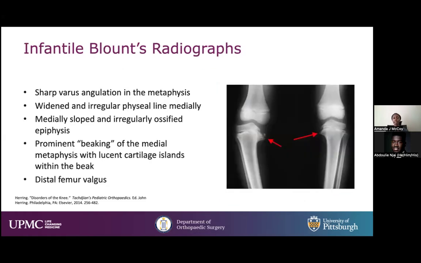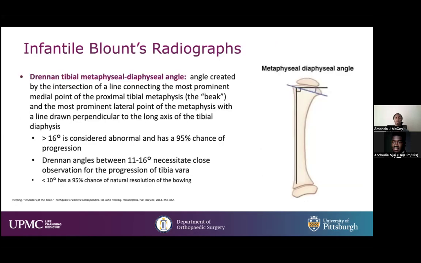When you get X-rays, you can see fragmentation of the medial proximal tibial epiphysis. There's often beaking and there's slipping. And then oftentimes there's compensatory distal femur valgus, which is a little bit different than adolescent Blount's, where you have distal femur varus.